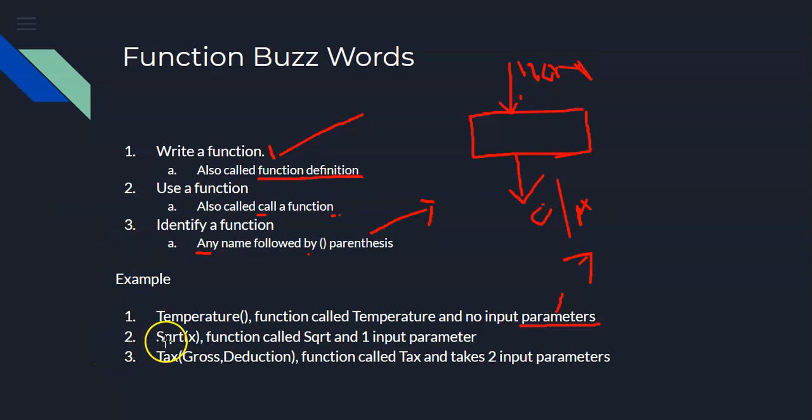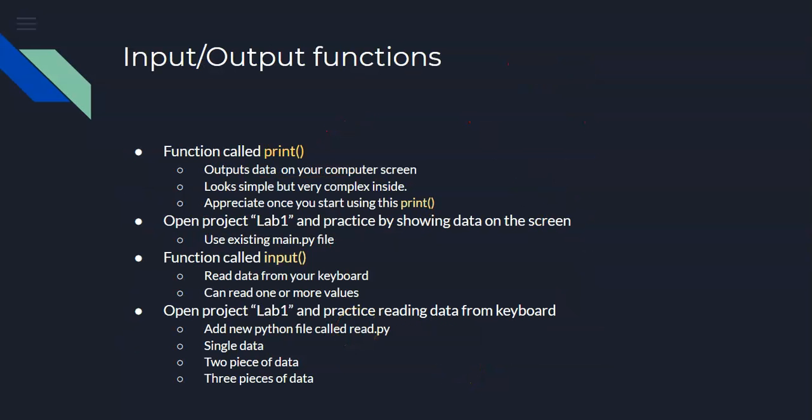What about this second one? sqrt, in the parenthesis I have x. So the function called sqrt takes one input parameter. A function called tax, in the parenthesis I have two parameters called gross and deduction. When you come across this line, you can say the name of the function is tax, and it takes two input parameters. Next you're going to learn the input and output functions available in Python.